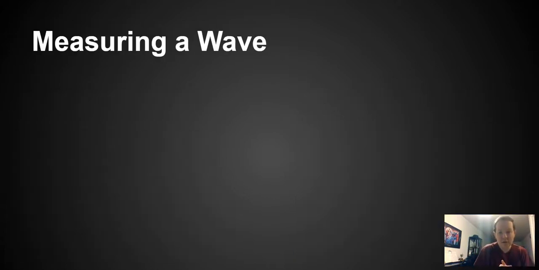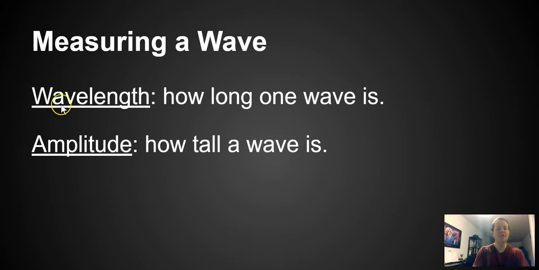Okay, the last little bit is we can measure waves. And there are two measurements we're going to look at first. The first is called wavelength. Again, some difficult words. Wavelength. Try saying wavelength. Wavelength is how long one wave is. It's how long they are.